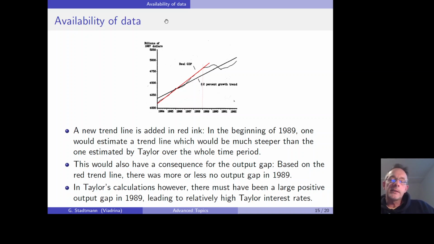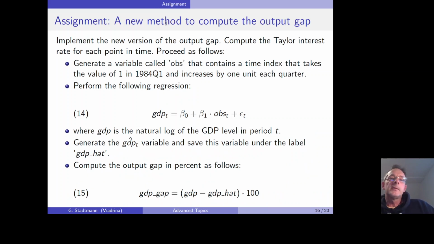So now let's come to the assignment questions. So assignment number 1 is you should use a new method to compute the output gap. So implement a new version of the output gap, compute the Taylor interest rate for each point in time, proceed as follows. Generate a variable called observation that contains a time index that takes a value of 1 in the first quarter of 1984 and increases by 1 unit each quarter. Then you should perform the following regression, where GDP is the natural log of the GDP level in period t.